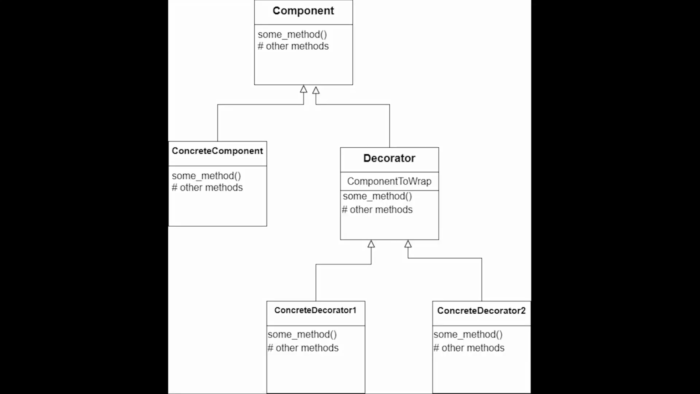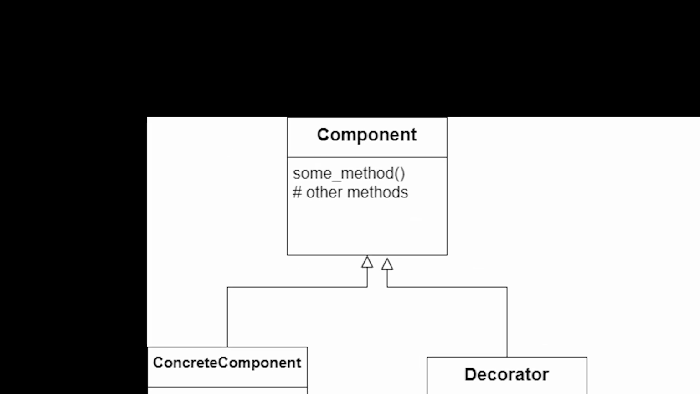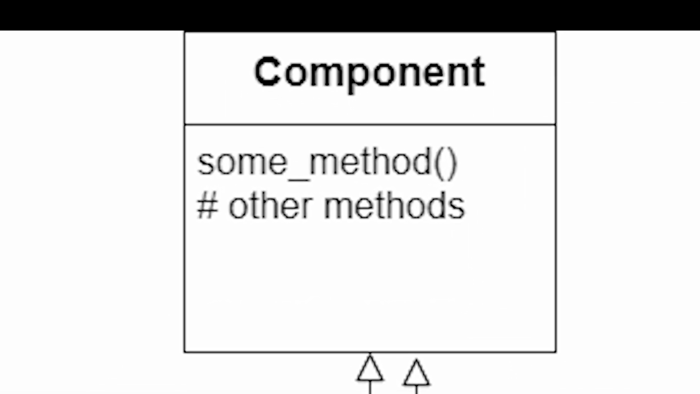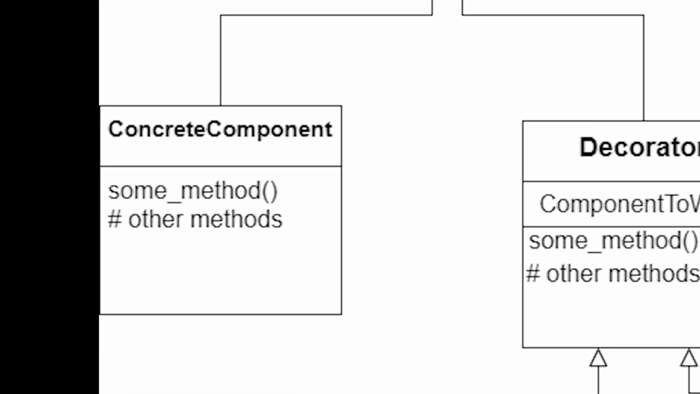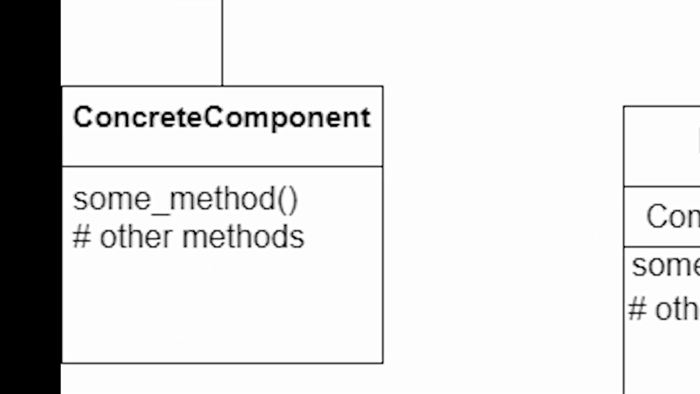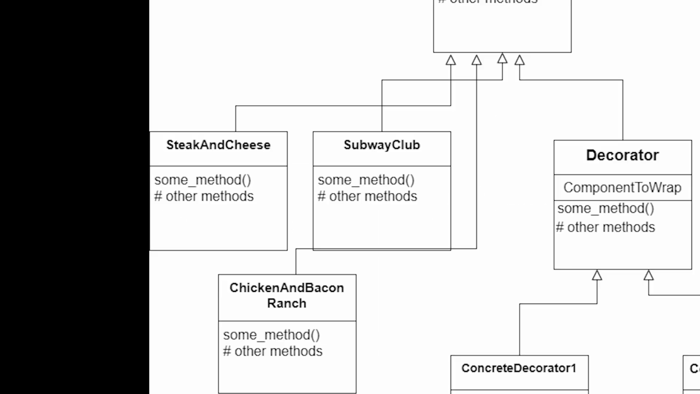Let's finally look at how to solve these problems with the decorator pattern. I know you still don't care, but here is the diagram that will make it easier for us to understand what we're actually going to do. A component in this diagram is our sandwich class, which we will treat as an abstract class. You'll see why in a second. Concrete component is the implementation of the sandwich. In our case, it's Subway Club, Steak and Cheese, and Chicken and Bacon Ranch.